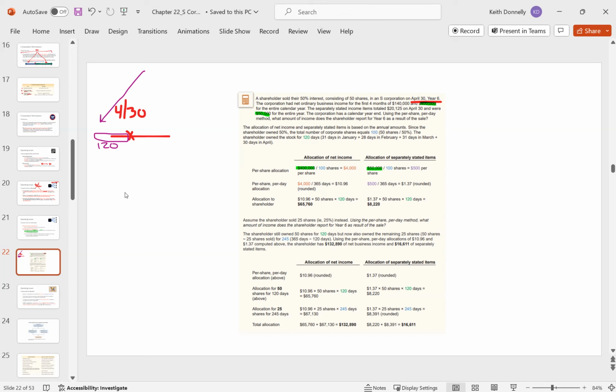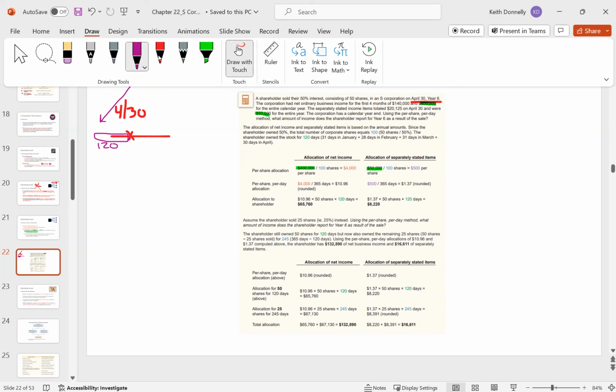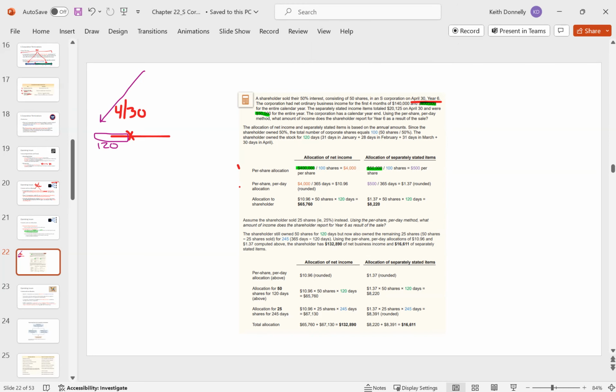So how do we do this? There's going to be, again, a 3-step process. You're going to do step 1, step 2, step 3, and you do it for the net income and the separately stated items. So you just repeat the same thing. Let's look at it here.